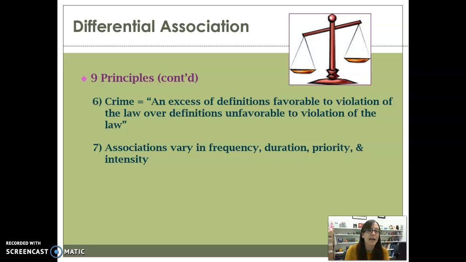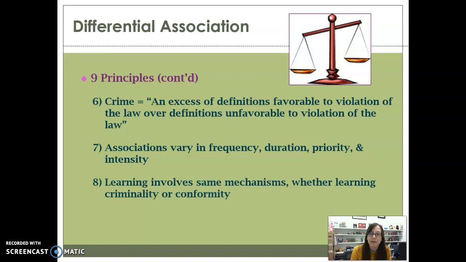And intensity is the importance of that person who's providing the definition. So for example, the importance of a parent is going to outweigh the importance of, say, an acquaintance or a cousin. And that ties into frequency and duration and priority. So basically, the more frequent the associations that we have, and the longer the duration, the higher the priority, and the higher the intensity, that's going to make it so that those people's teachings to us are more likely to stick. And so we're going to learn more from the people that we see more often and have closer relationships with.